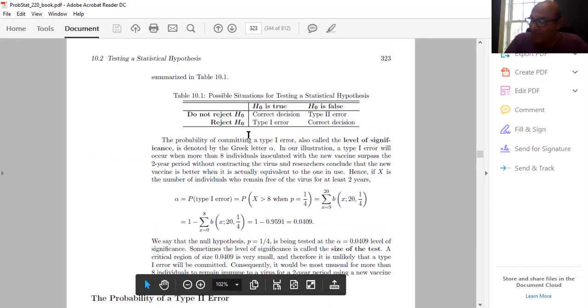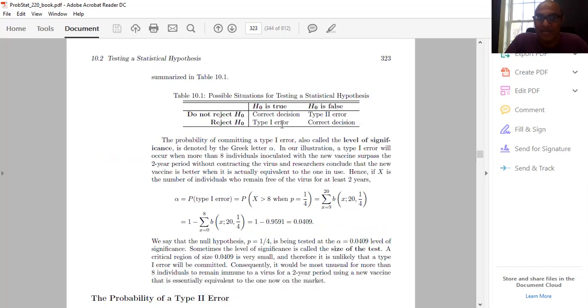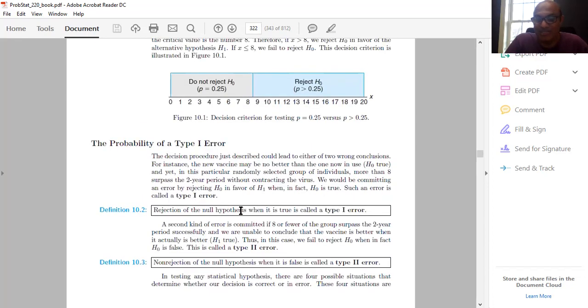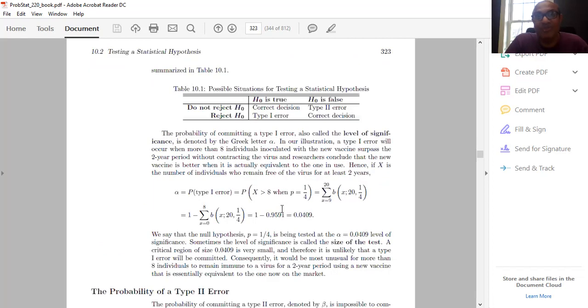Look at this table. It would now be very clear what we mean by type 1 and type 2 error. Suppose H0 is true. Whatever H0 you have fixed, you have decided H0 is true, and you don't reject it. Because H0 is true, do not reject H0. That's the correct decision, right? But even though H0 is true, if you reject H0, that is the type 1 error. So that's what it means here: the rejection of the null hypothesis when it is true is called type 1 error.